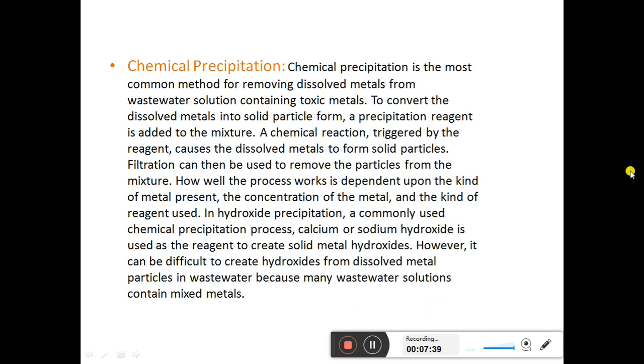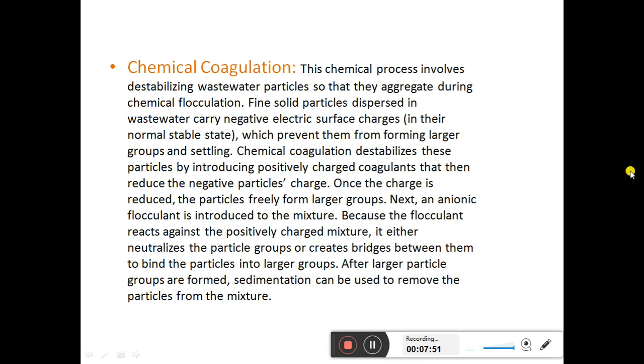However, this can be difficult to create the hydroxides from dissolved metal particles in wastewater because many wastewater solutions contain a mixture of many metals. Next is the chemical coagulation. This chemical process involves destabilizing the wastewater particles so that they aggregate during chemical flocculation.